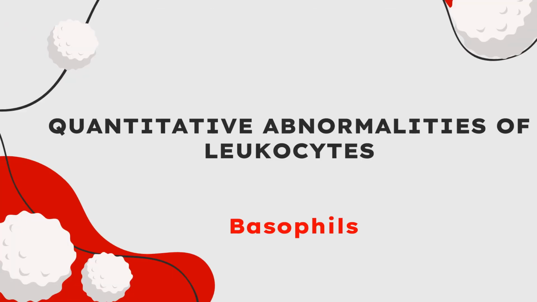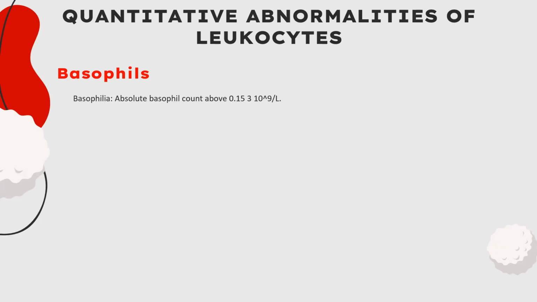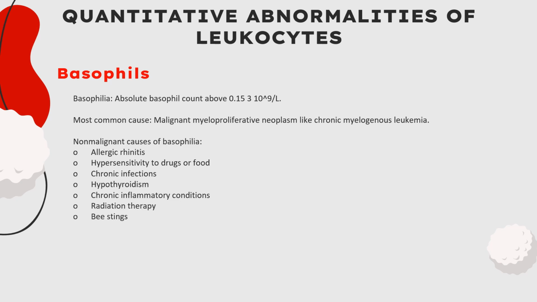Now, let's shift our focus to basophils, another intriguing group of white blood cells. Basophilia occurs when the absolute basophil count goes beyond 150 million per liter. While chronic myelogenous leukemia stands as a common malignant cause, non-malignant triggers encompass a diverse range, from allergic rhinitis to chronic infections and even hypothyroidism. Hypersensitivity to drugs or food, chronic inflammatory conditions, and even bee stings can contribute to basophilia.